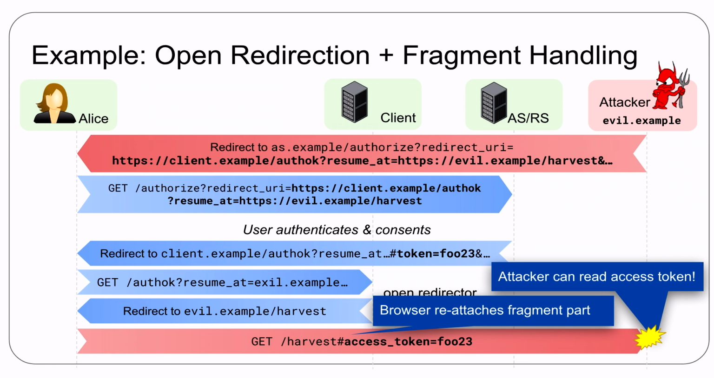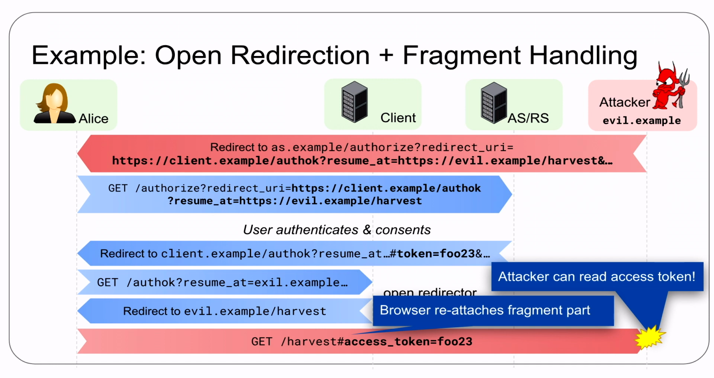The browser will call evil.example/harvest and attach the fragment to that URI. So the attacker can use some JavaScript. That is not sent in the GET request, but the attacker can just use some JavaScript to harvest that token. So how did that happen?